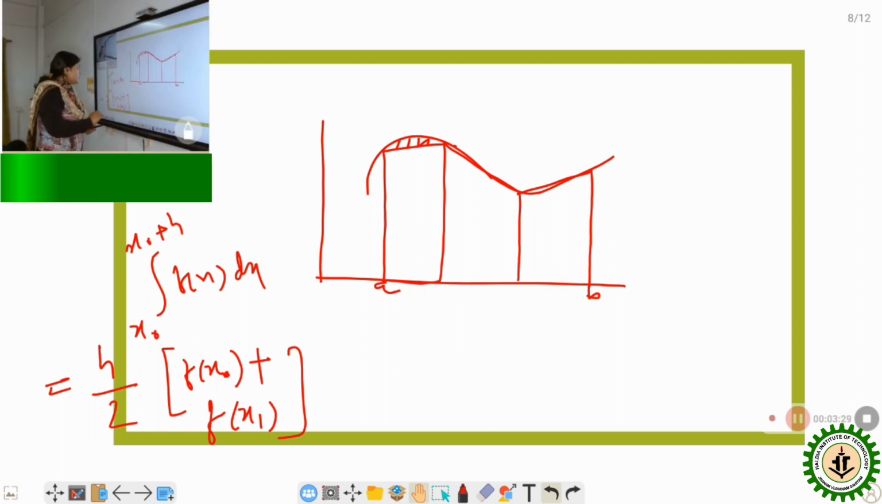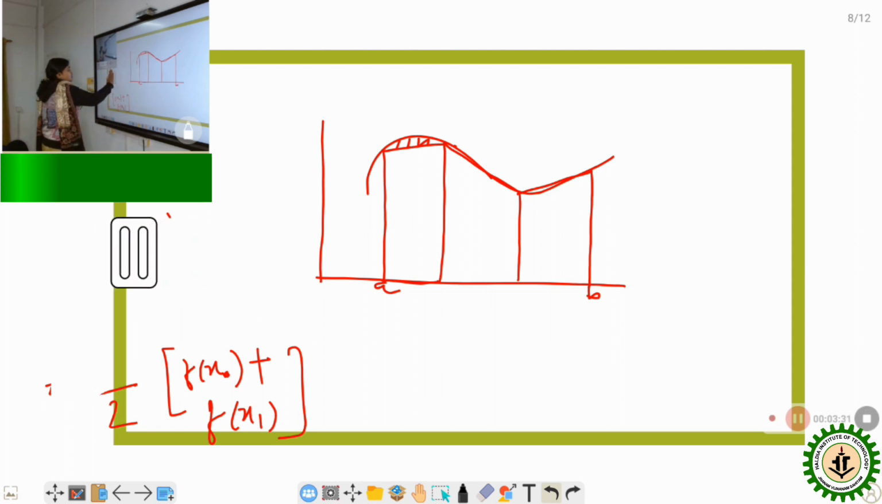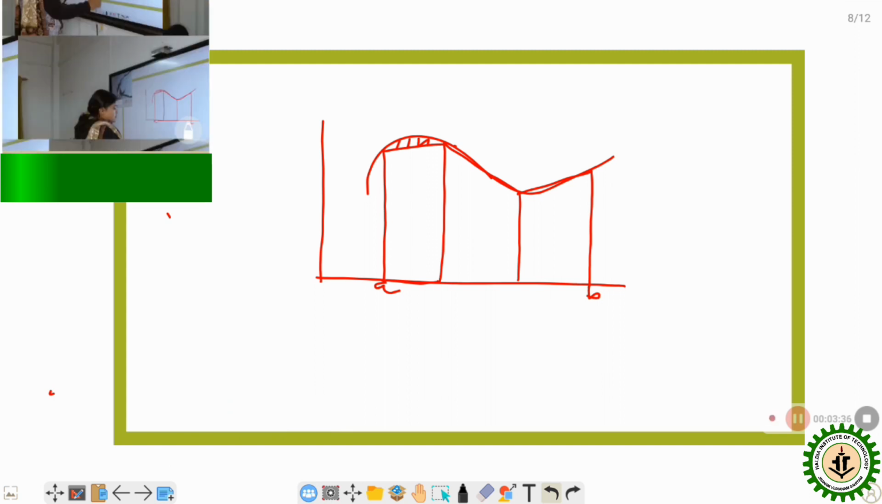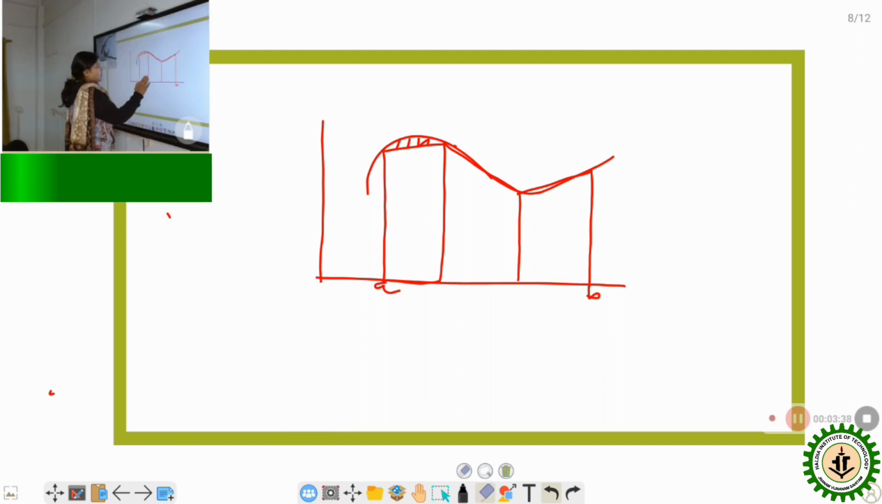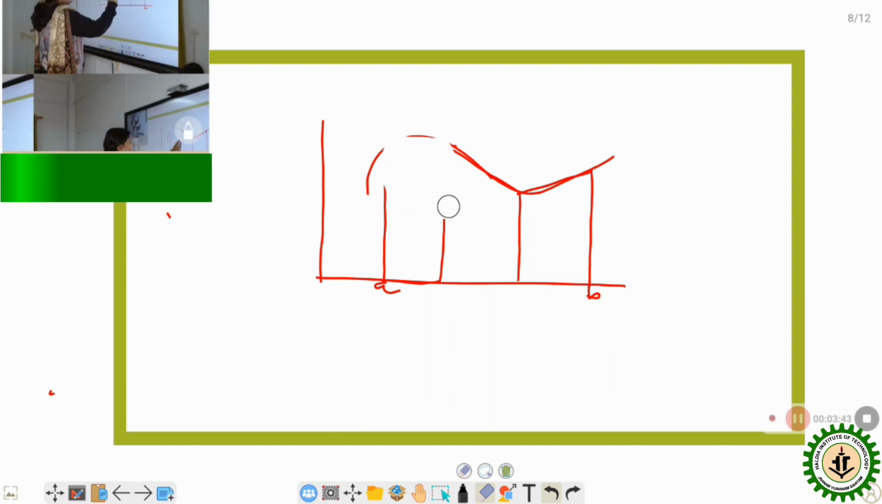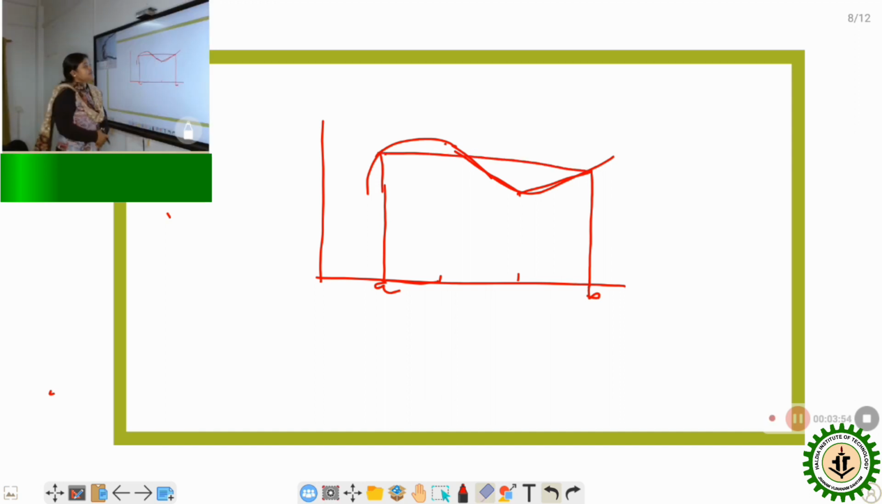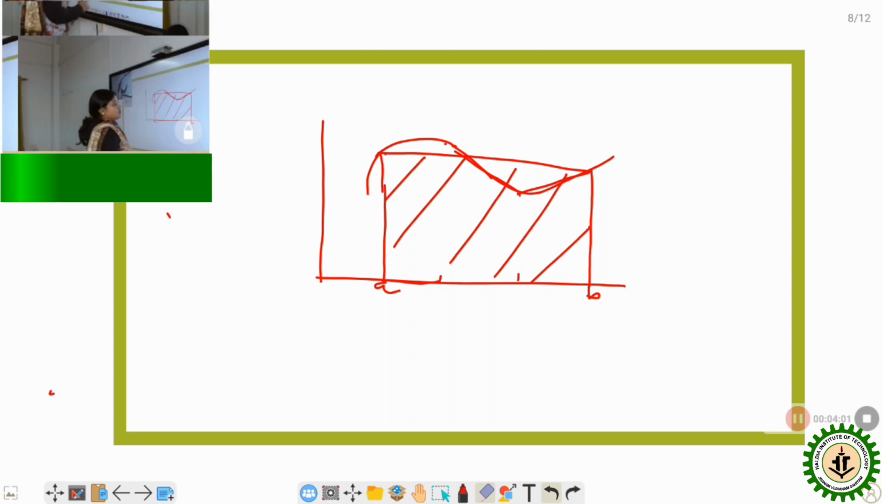One more thing: suppose we are taking simply one division. If I take one division, you see what we are getting. We are getting the area of this much by using the trapezoidal rule.